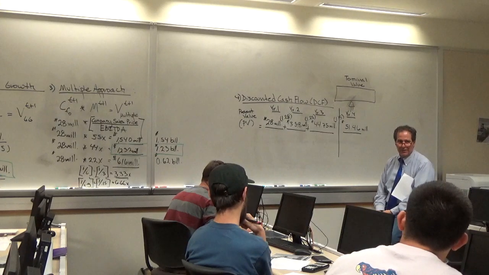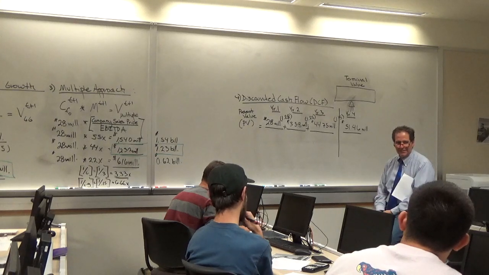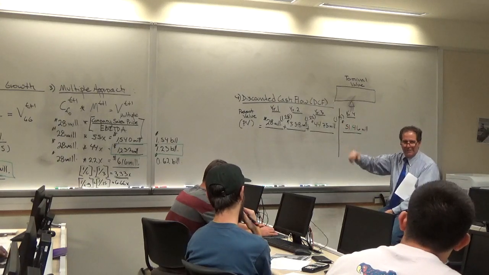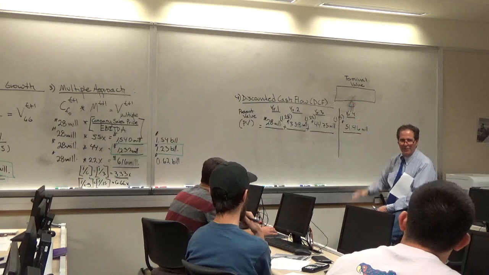Why do we have the fourth year? What do we do with the fourth year's cash flow? Divide, subtract it. I don't even know anymore. Why do we grow it out one more year? What are we trying to get? Terminal value, exactly.